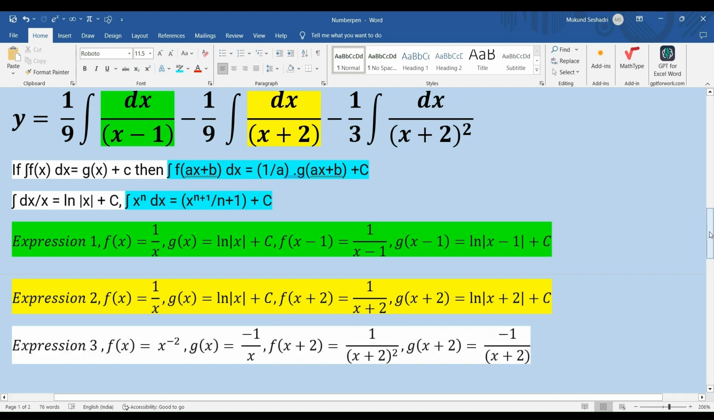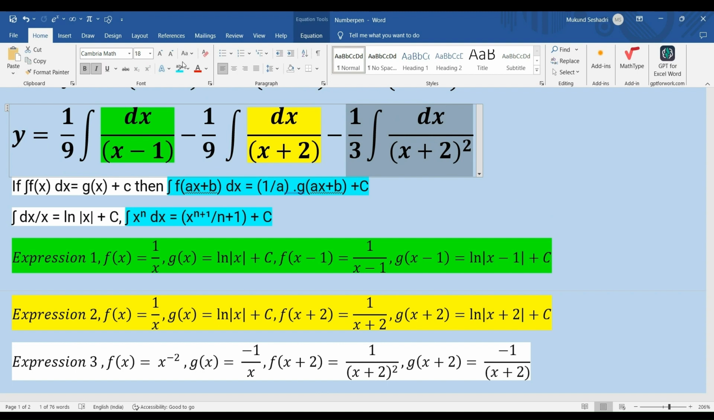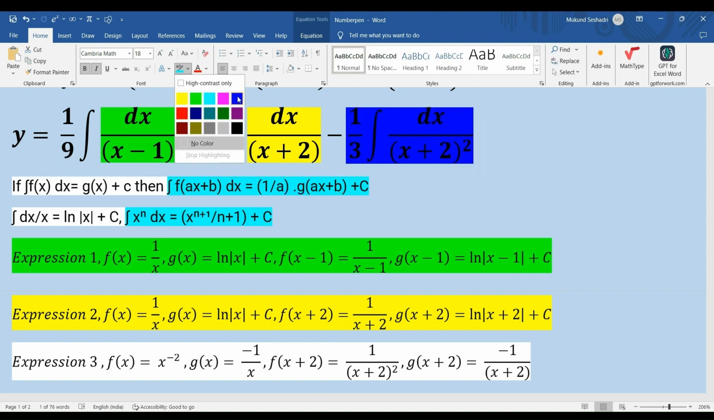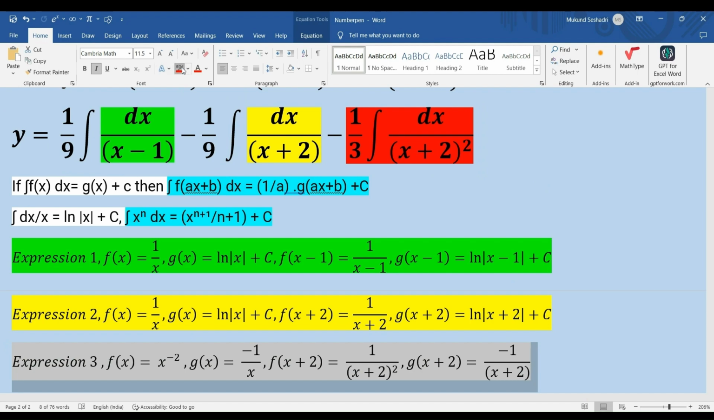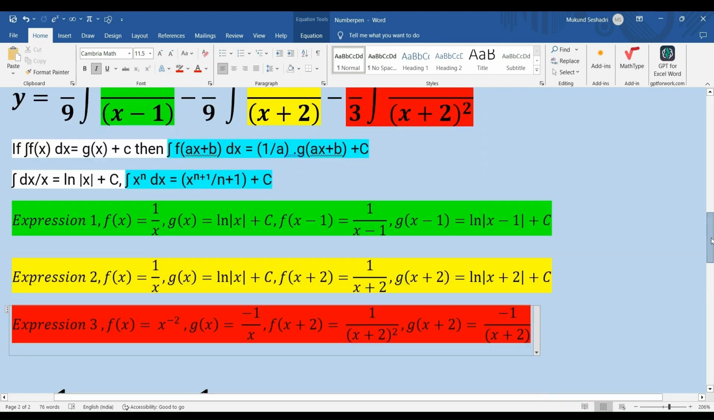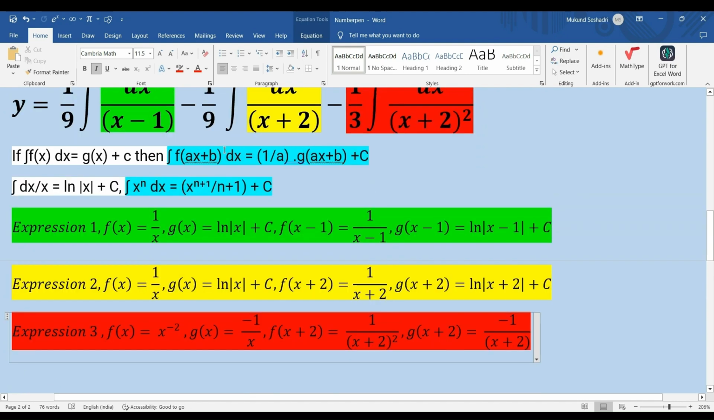So now I go back to my third expression, which is minus 1 by 3 times integral of dx by x plus 2 the whole square. Let me use another color. Maybe I'll use, say, orange. And then I'm going to use what I have arrived at from expression 3 out here. And I'm going to connect these two. I have minus 1 by 3 times, right? Now, I again go back, I use the first rule what we have written, integral of f of x dx equals g of x plus c, then my integral of f of ax plus b dx equal to 1 by a times g of ax plus b plus c, right?